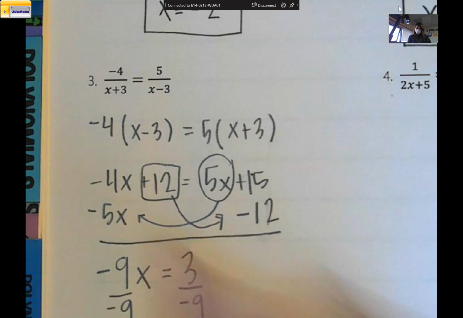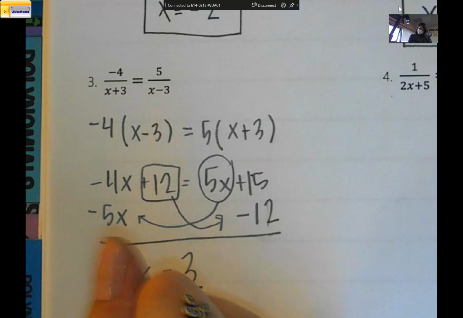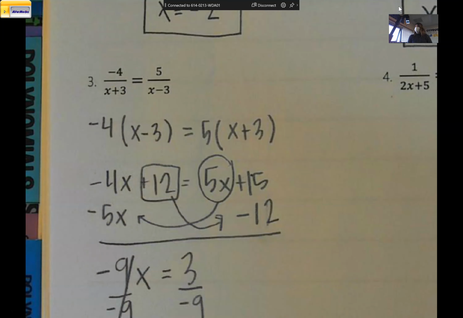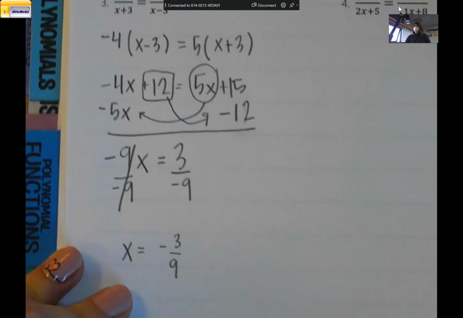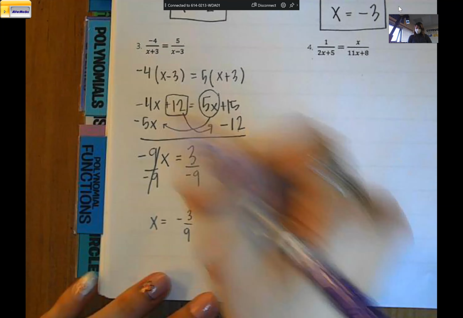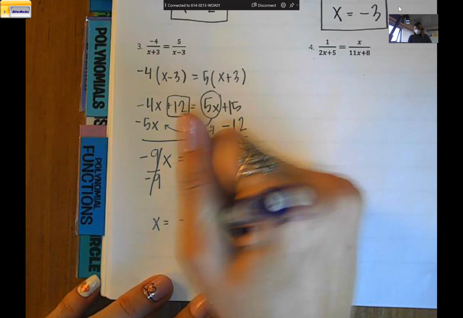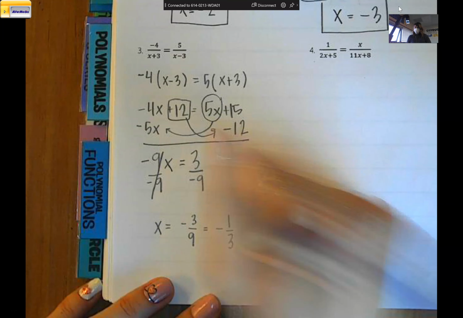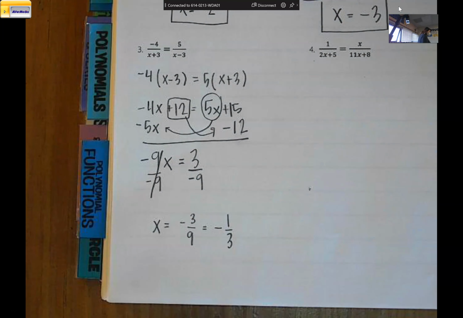Nope. So this you can leave as negative 3/9, or if you're super good at simplifying, does anybody remember what this simplifies down to? 3/9? 1/3. So sometimes you'll get a fraction, and that's okay. Not very often in the problems on your quiz, but sometimes. Are you okay? Okay.